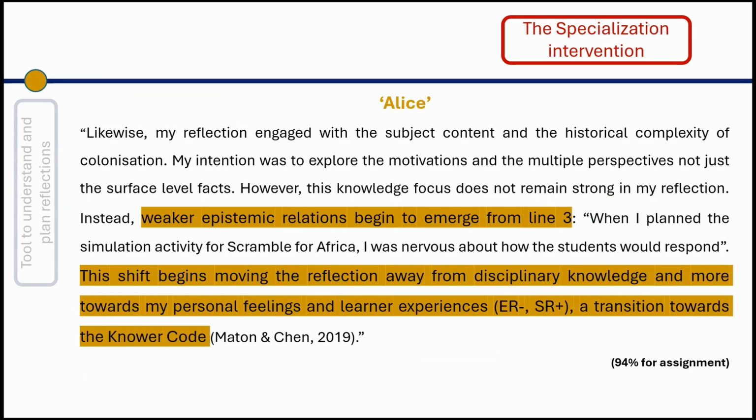In Alice's analytical essay, she was able to then take it to the next level. She could see that weaker epistemic relations emerged, and that shifted her away from disciplinary knowledge and more towards her personal feelings, which takes a transition into the Noah code. And it was so hard to choose a quote or a section from her essay because it was all just so tight, analyzing the moves and what they meant as she went through her analysis.